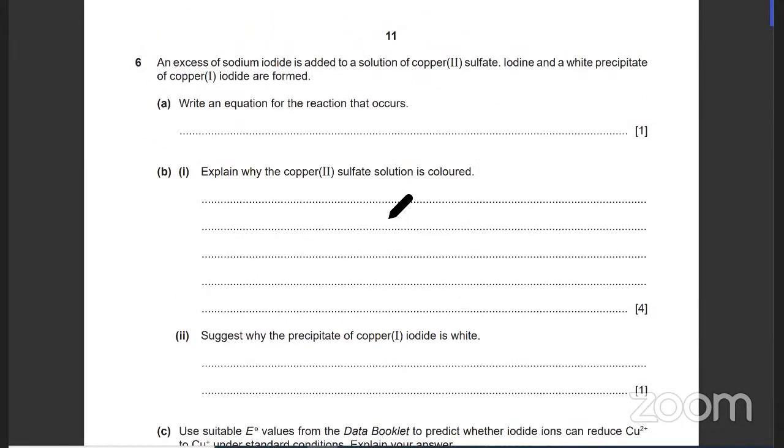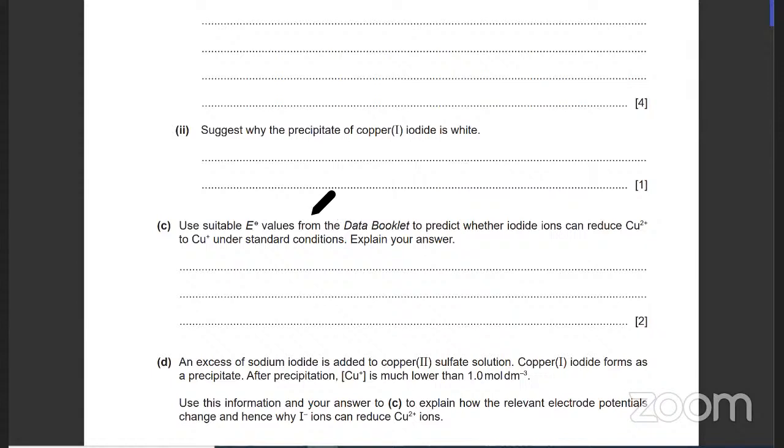6 part C: use suitable E0 values from data booklet to predict whether iodide ions can reduce Cu2+ to Cu+. It's I2 plus 2 electrons going to 2I minus, and this is, I think, 0.54 volts. And you've got copper 2 plus plus 1 electron. What values do you have? This is, I think, 0.15. Not really sure, but 0.15.